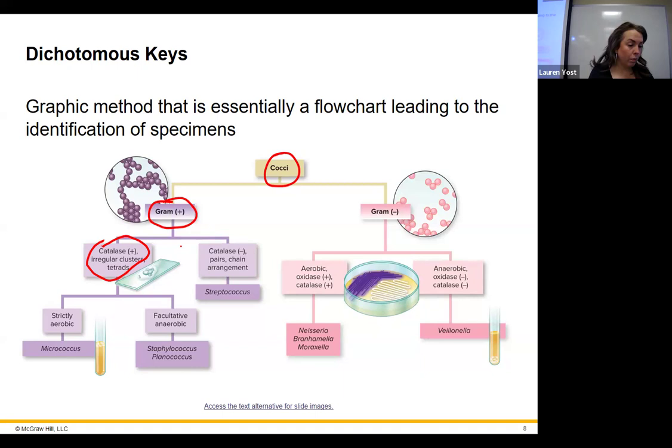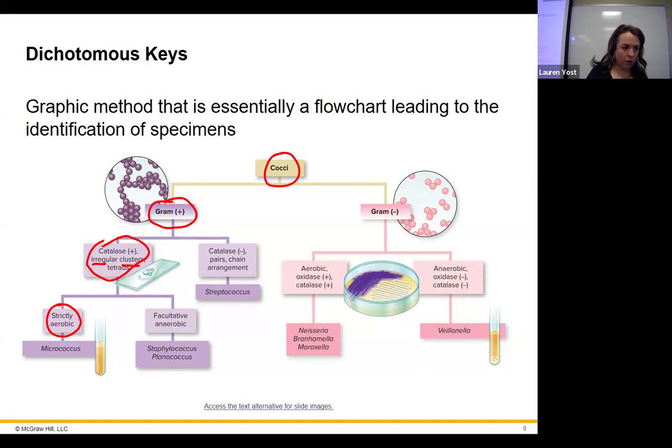It's also talking about whether we see irregular clusters, perhaps, and if it can only grow aerobically and not ferment anything. So if something can ferment something, they're not strict aerobes, end of story, right? Because if you ferment something, that's working without oxygen, so you can live without oxygen. So if you can ferment, then you are not a strict aerobe. So we would mark that out.